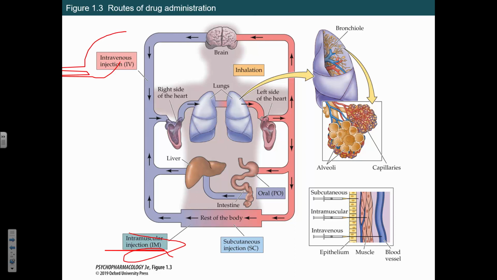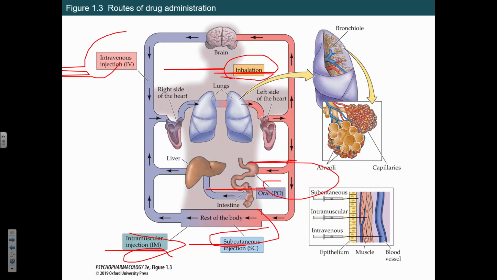Different routes of administration. You probably have heard of most of these. Kind of an important one to think about is inhalation. A lot of people will get that confused with snorting, right? They're two completely different things, okay?